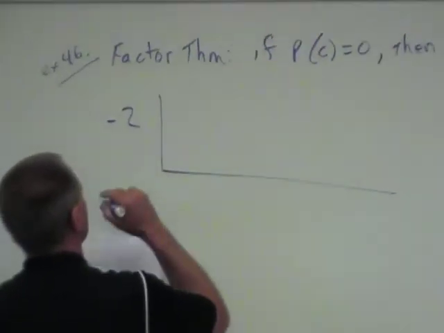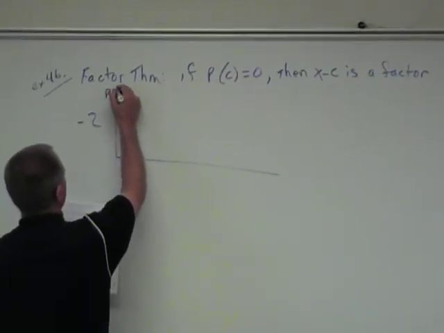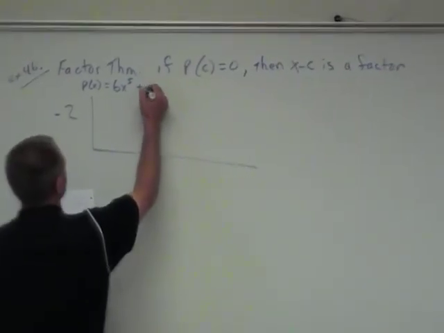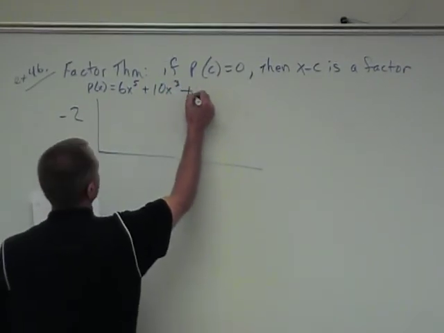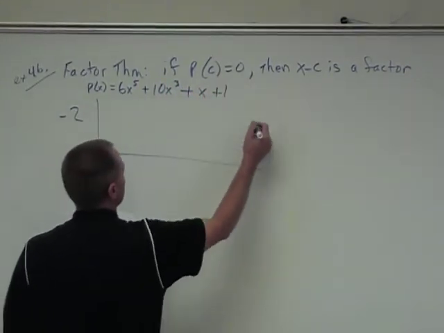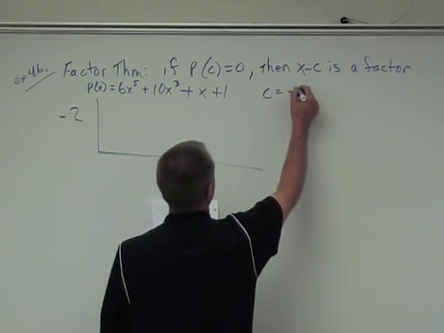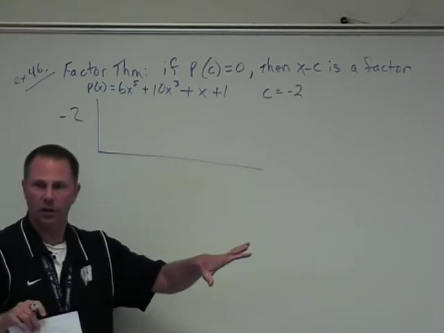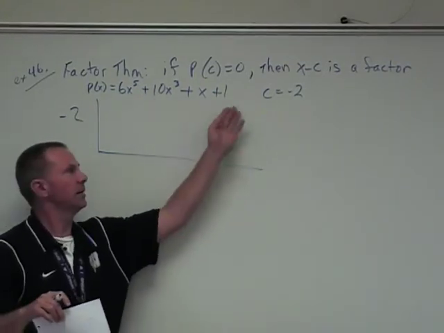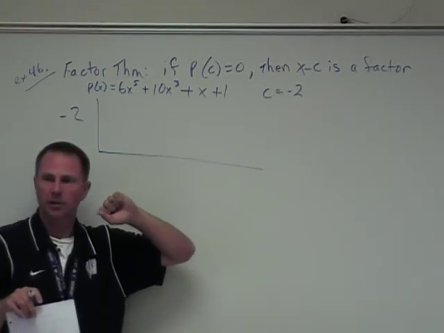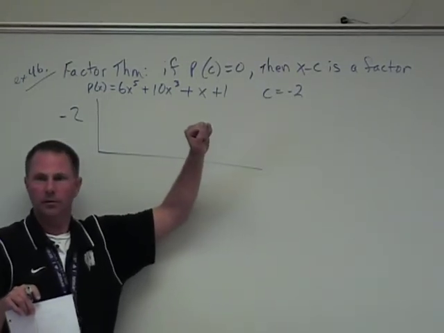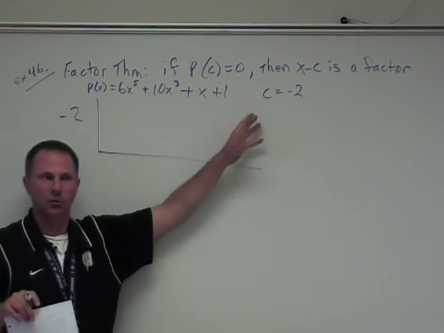Example 46. Everybody do this. Here is your polynomial. 6x to the 5th plus 10x cubed plus x plus 1. And C is, or the x value is negative 2. So before you even start, write that down. Before you start, I have a question for you. Where did the negative 2 come from? We're assuming it's a factor, so where did it come from?